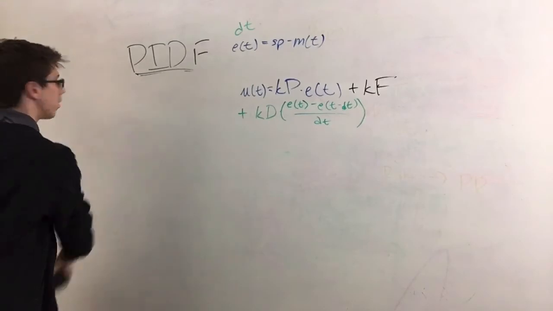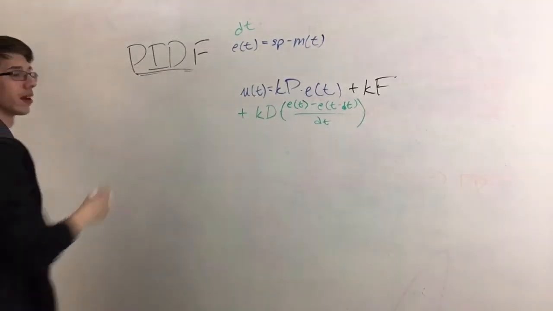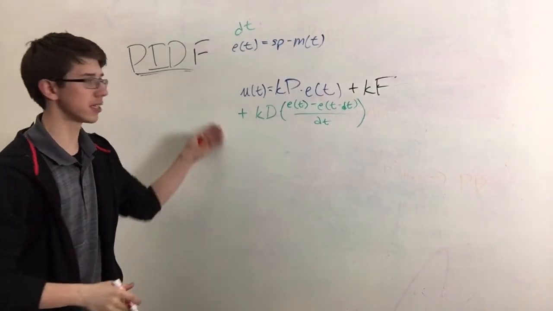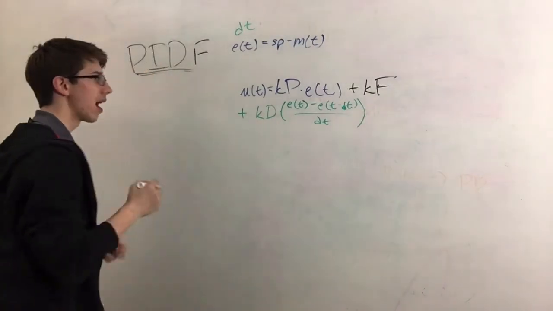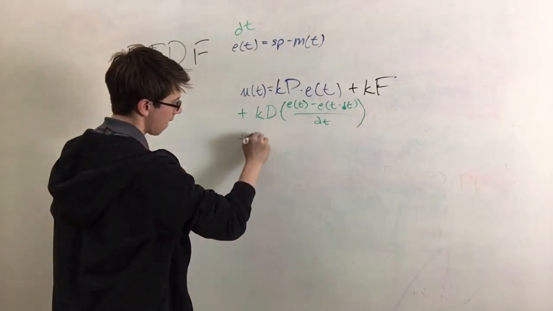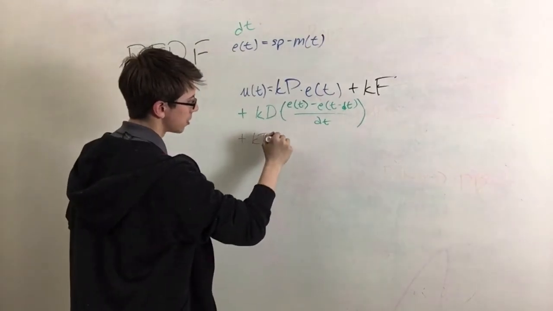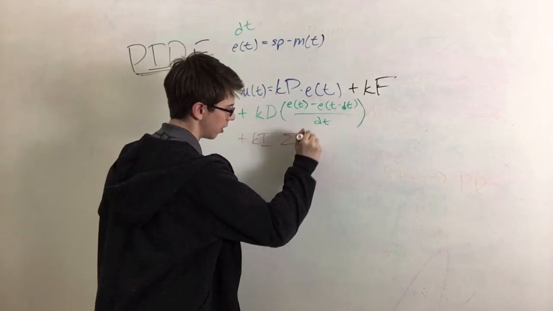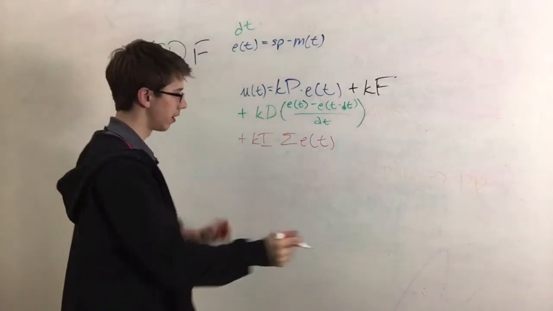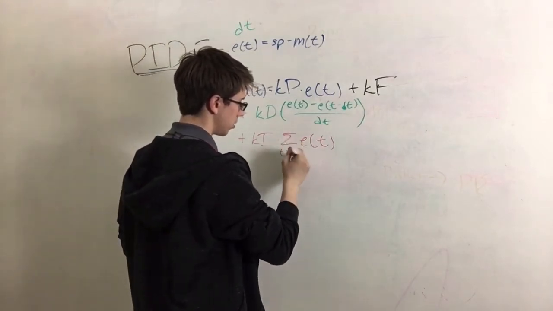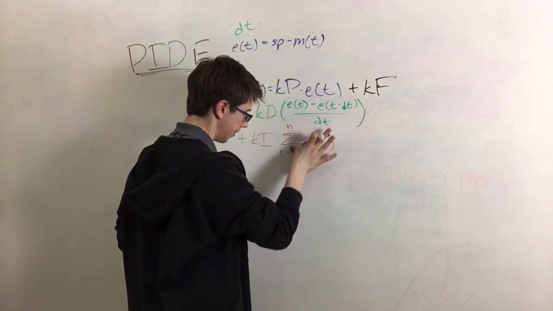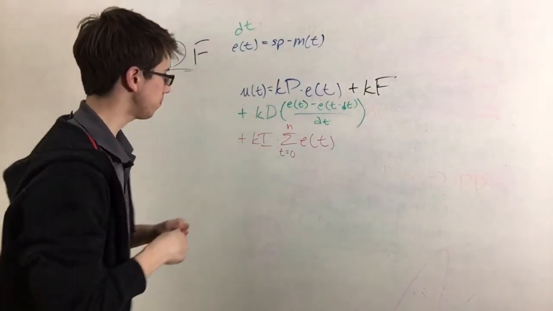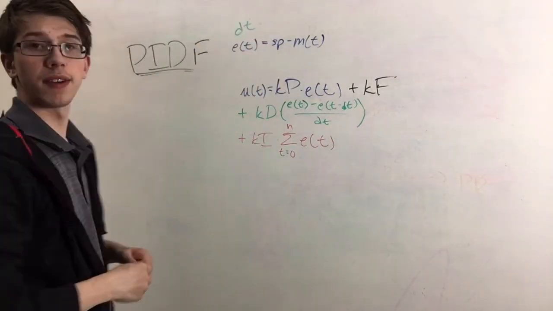And the next one, or the last one really, is I, which is just to account for a bit more error. So we want to account for the total error that has accumulated over time. So how do we do this? Well, we just add some constant value times the total error that has occurred. Let's refer to that as times sigma E of t, from t equals 0 to some number n. And that's it. That is our PIDF control.